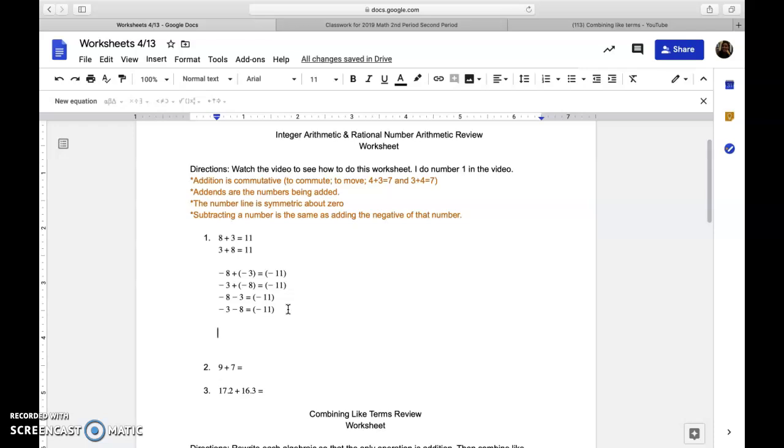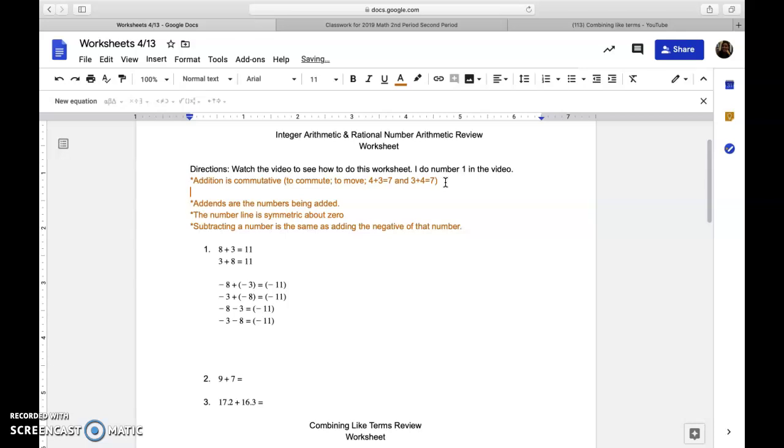Now what you're going to show is that subtraction is not commutative. Addition is, but subtraction is not. Subtraction is not commutative. So if we have 8 minus 3, sorry, I'm going to go to insert equation. 8 minus 3, that's going to equal 5.